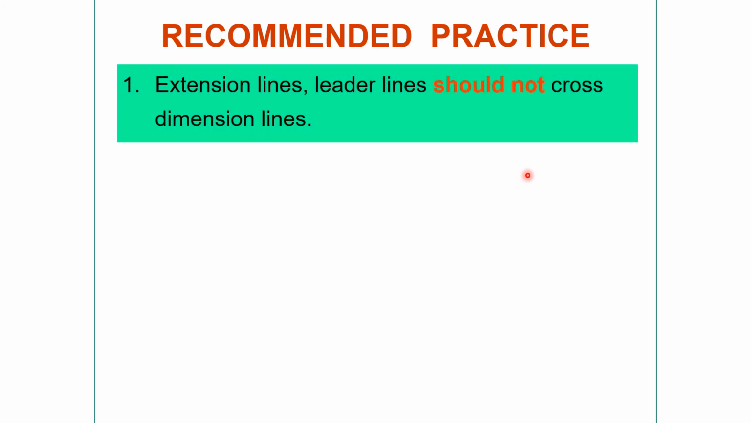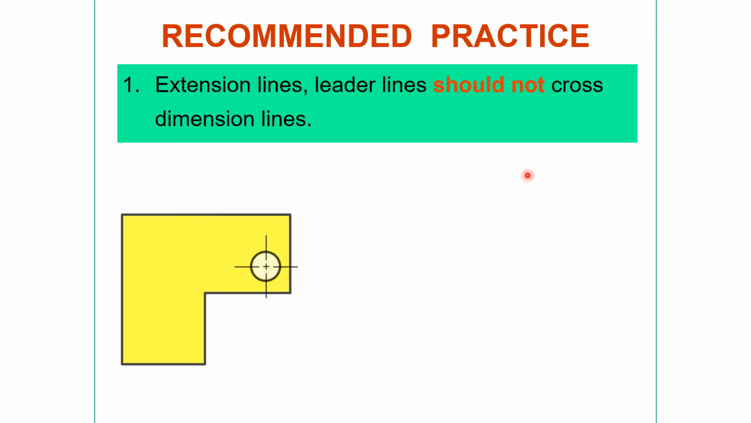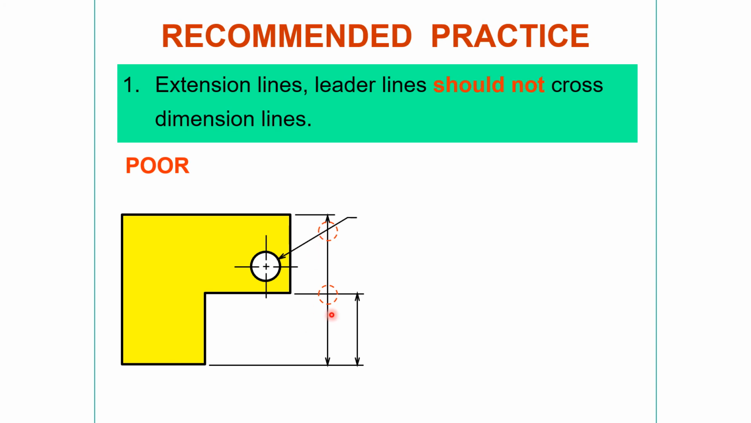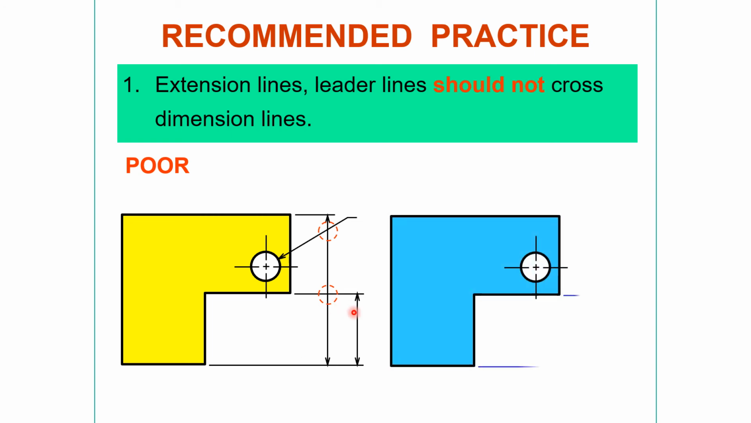Placement of dimensions. Extension lines and leader lines should not cross dimension lines. Here, this one, you can see that is crossing, so that is a wrong practice. You should avoid it. You can make the arrow on the other side and elsewhere, but avoid this crossing. You can end this dimension line here so you will not have to cross the dimensioning. Here and here. Now you can see this is a good practice.